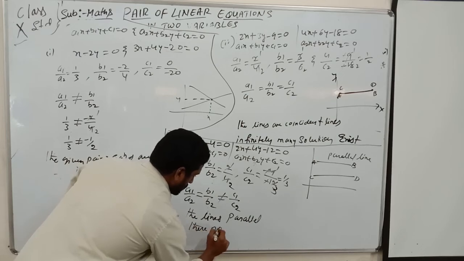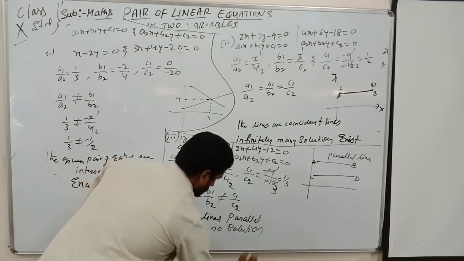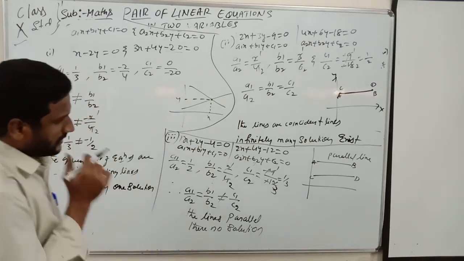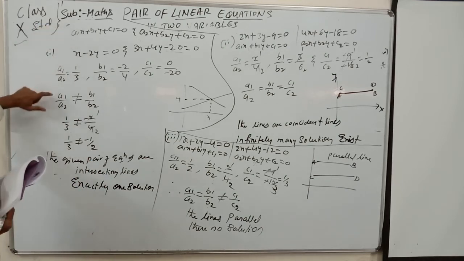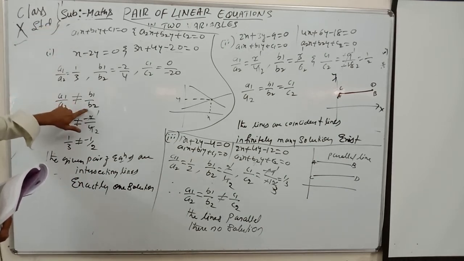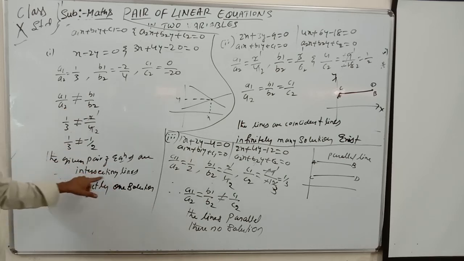There is no solution. This question came in the exam, no solution. Okay? So see here, in the first case, a1 by a2 is not equal to b1 by b2. So exactly one solution comes, and the lines are intersecting lines.